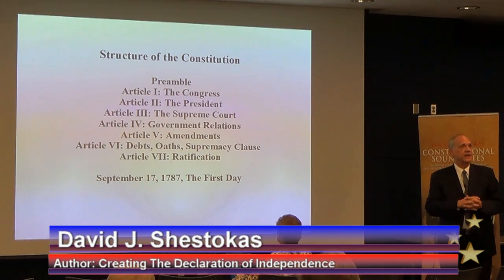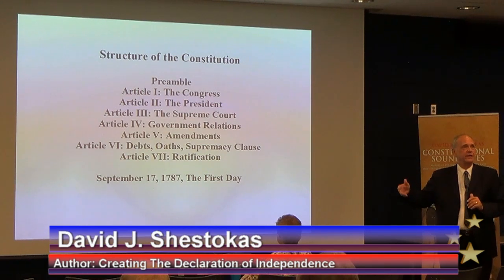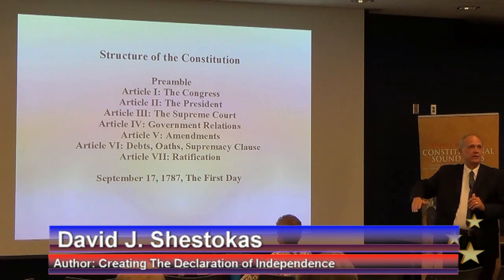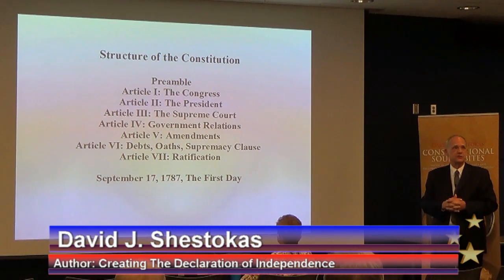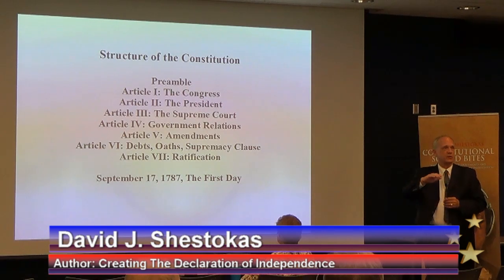Article 3 gives the powers and authority of the Supreme Court. Strangely enough, Article 3 only creates the Supreme Court. All the inferior courts are created through power delegated to the Congress. The Congress has the authority to create the lower courts, and has in fact done so, with that system of trial courts, then appellate courts, and then the Supremes.